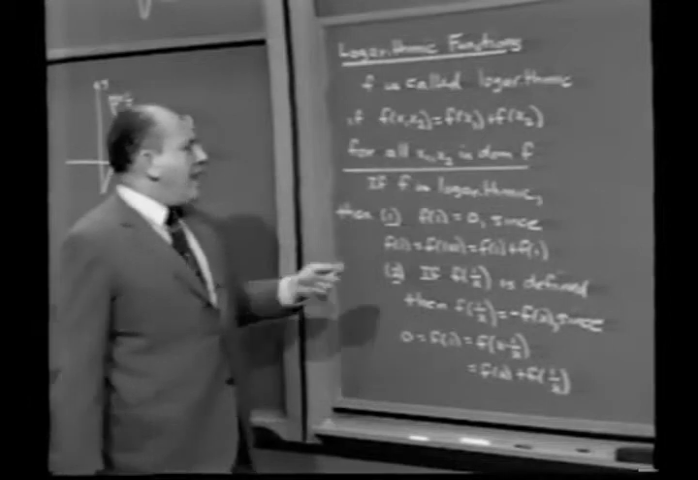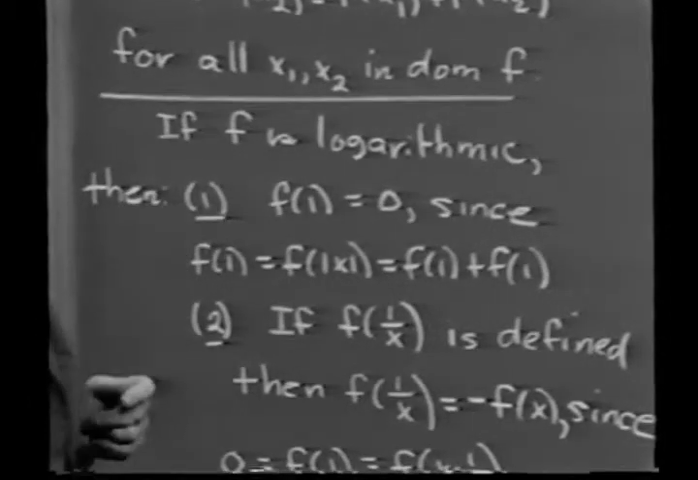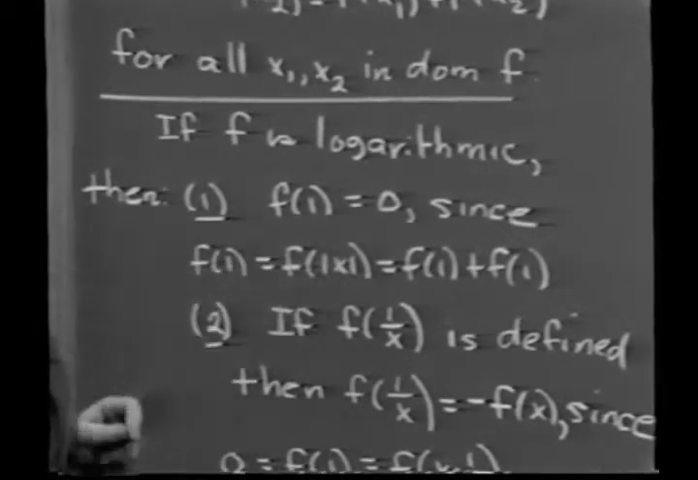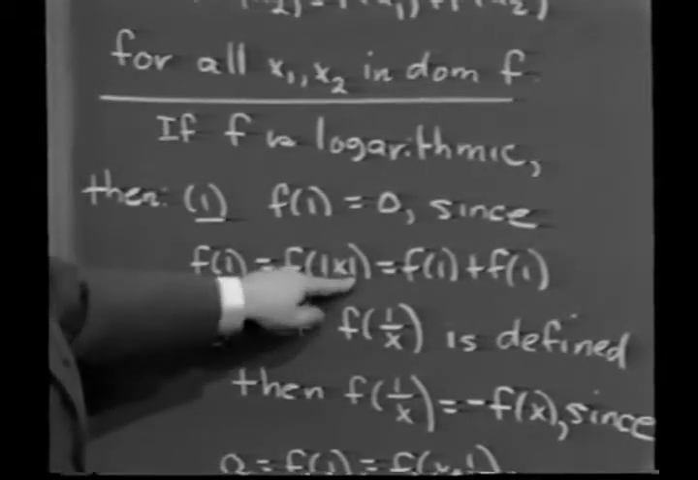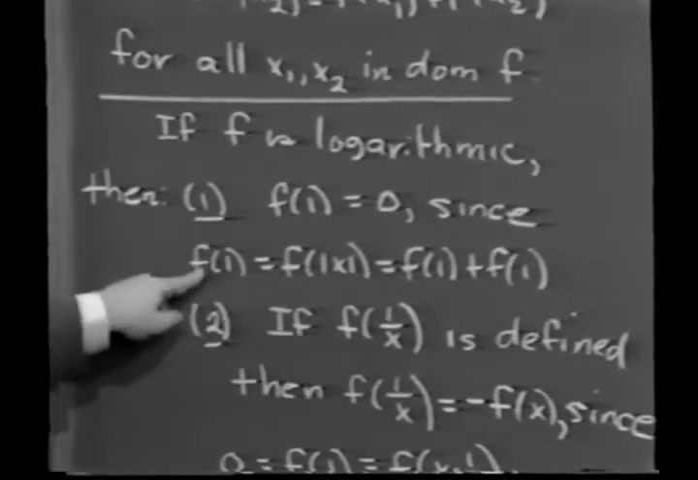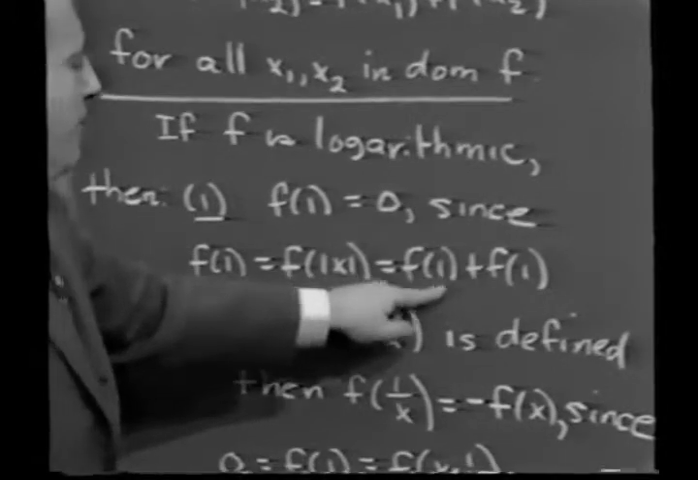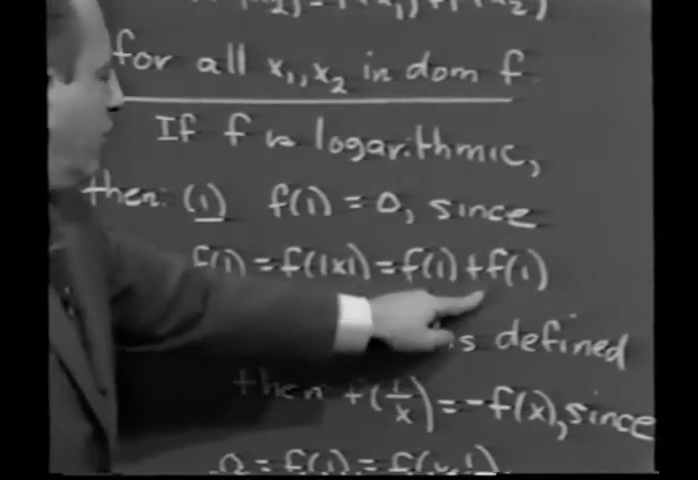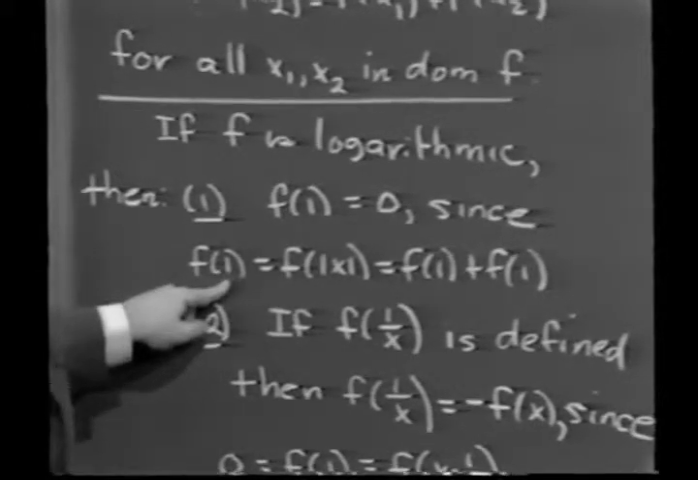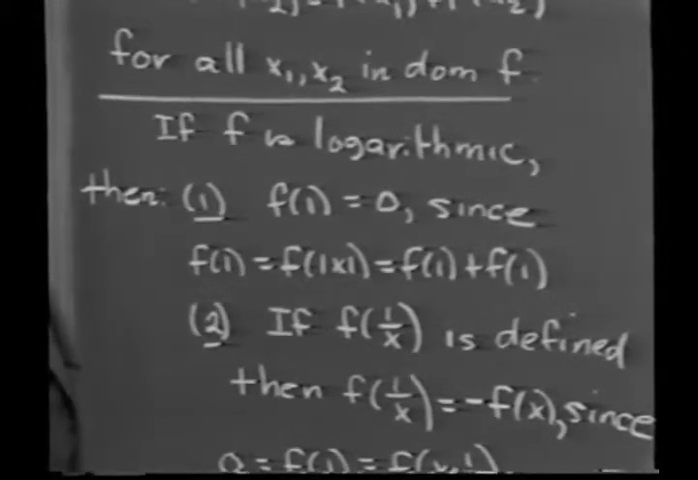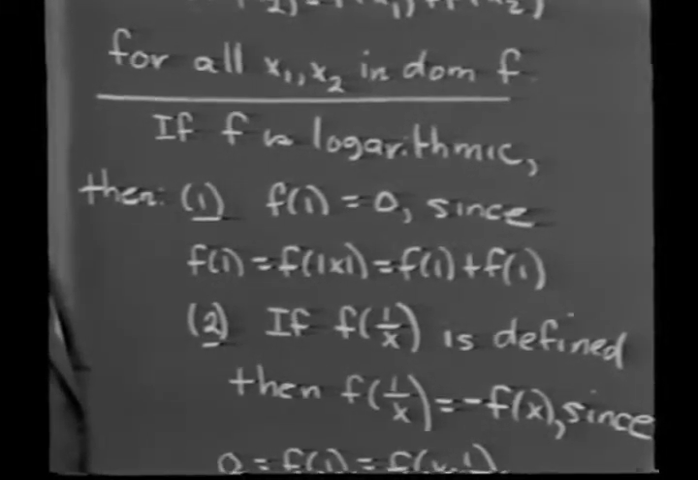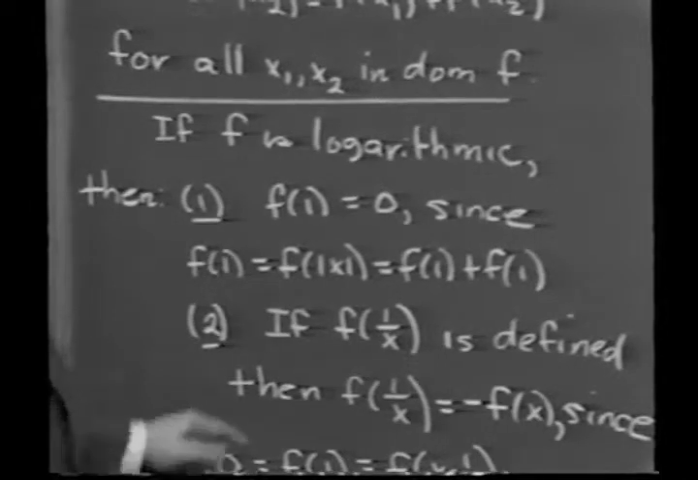Well, for example, I claim that if f is logarithmic, f of 1 must be 0. Why is that? Well, notice that 1 can be written as 1 times 1. And since f of 1 times 1 is f of 1 plus f of 1, we have what? That f of 1 is equal to f of 1 plus f of 1. Therefore, twice f of 1 is f of 1. And therefore, by algebraic manipulation, f of 1 is 0. Which, by the way, does check out with the usual logarithm. The logarithm of 1 to any base b is 0.